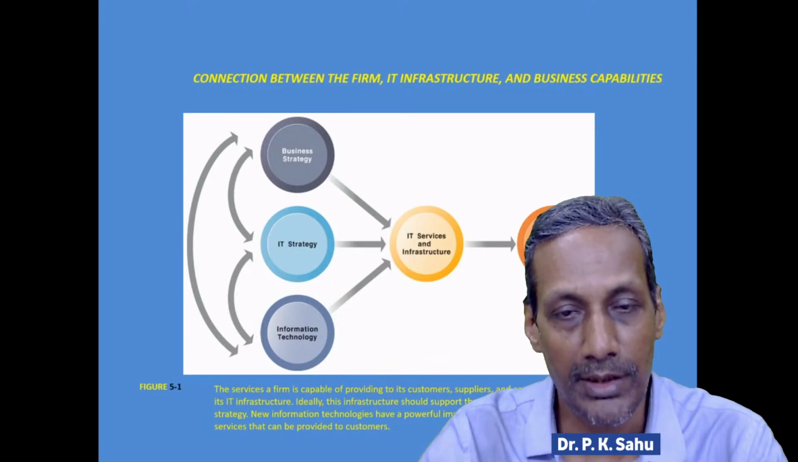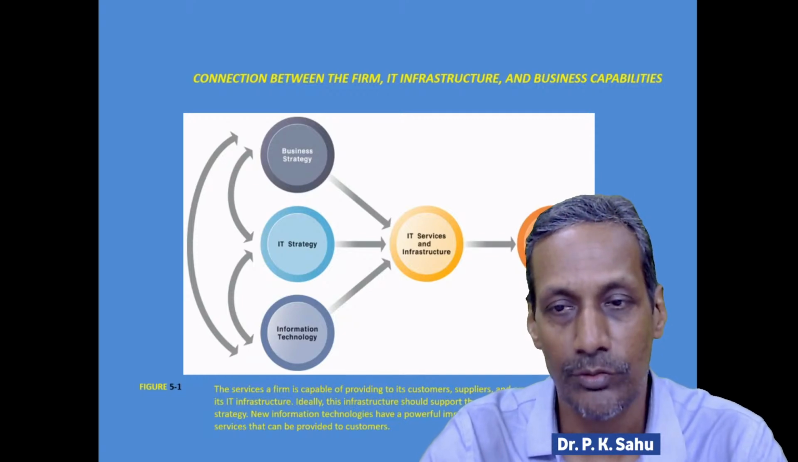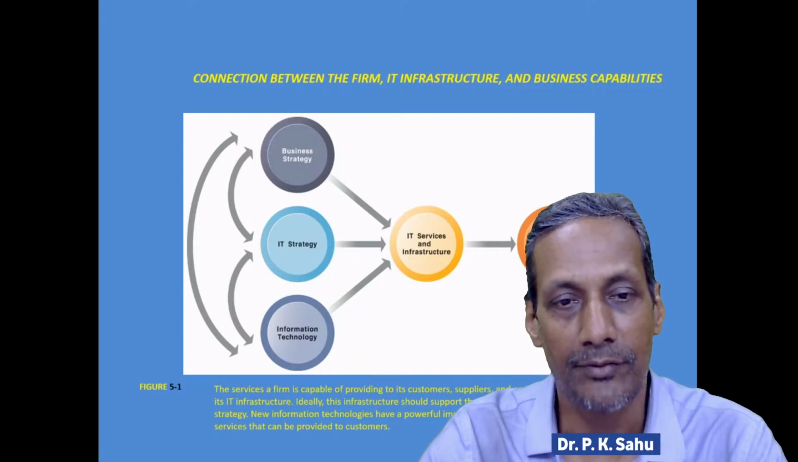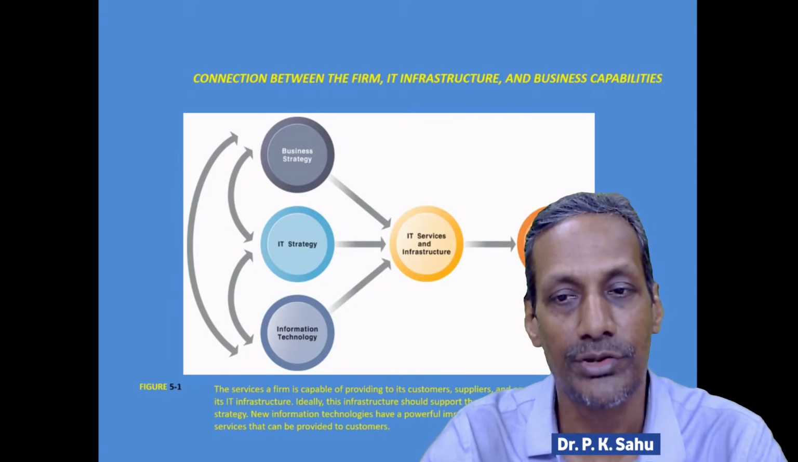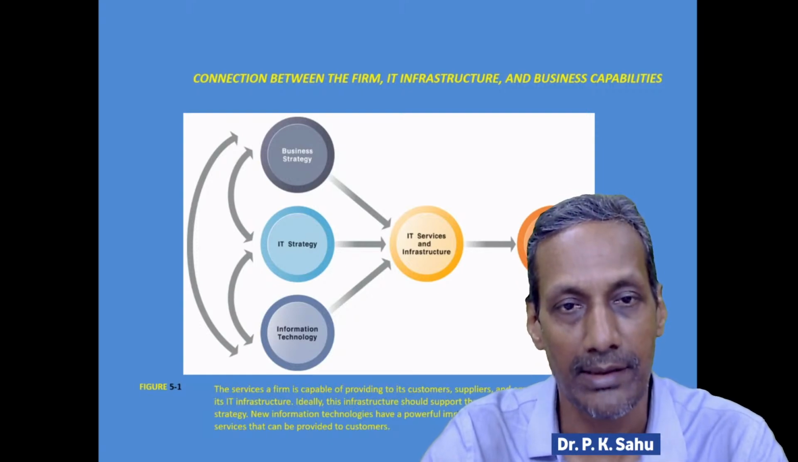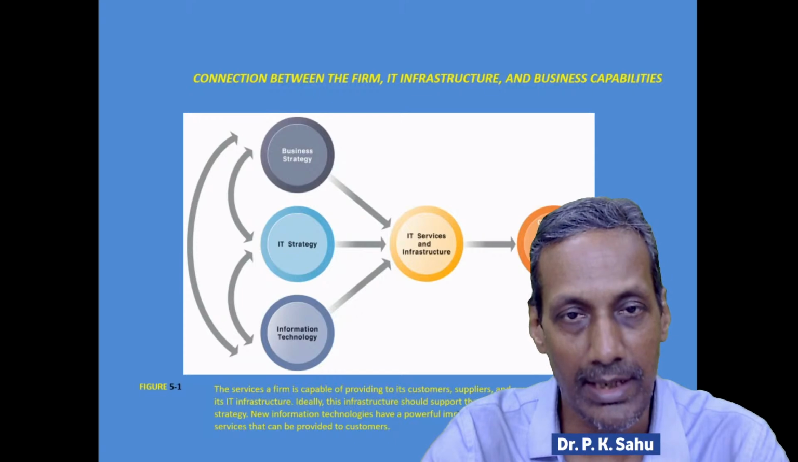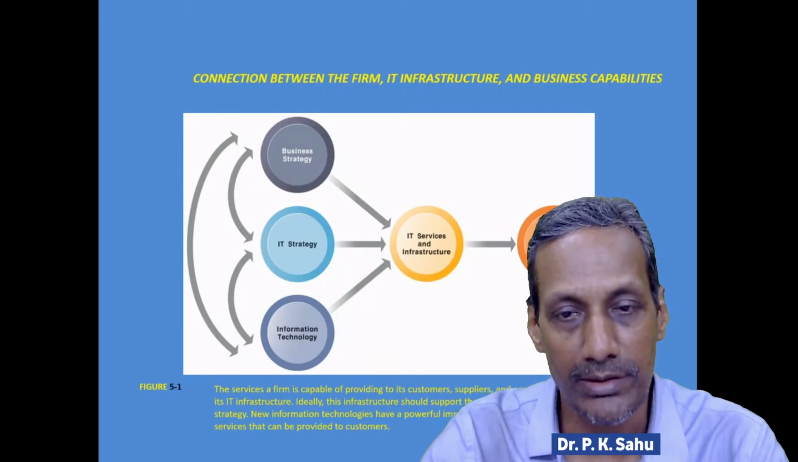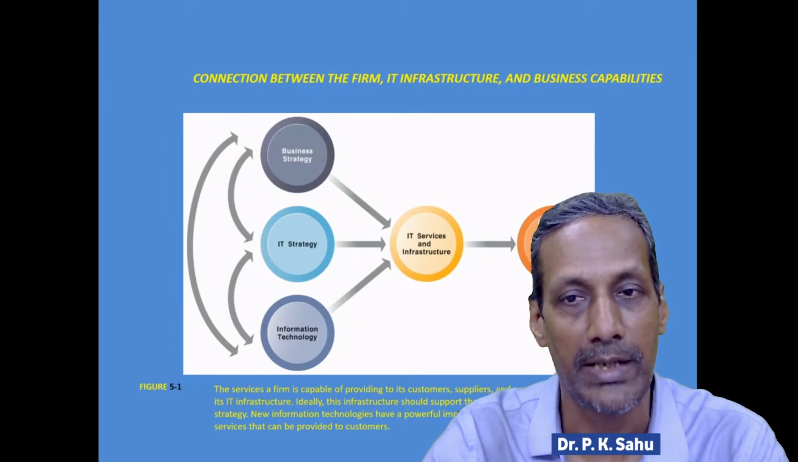So the services a firm is capable of providing are for its customers, suppliers, and employees. Why all these three? All stakeholders who depend on the organization are a direct function of its IT infrastructure. Ideally, this infrastructure should support the firm's business and information systems strategy. All these three are linked. The right IT looks for the right IT strategy, and the right IT strategy will support the right business strategy. So new information technologies have a powerful impact on business and IT strategies, as well as the services that can be provided to customers.